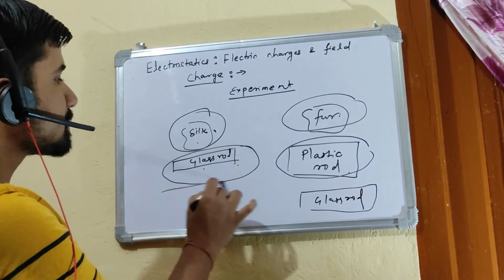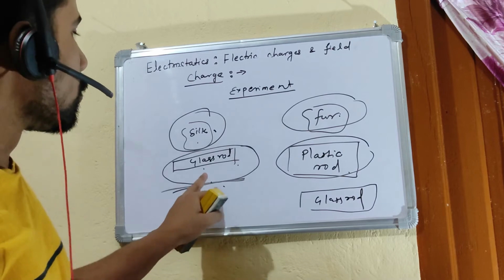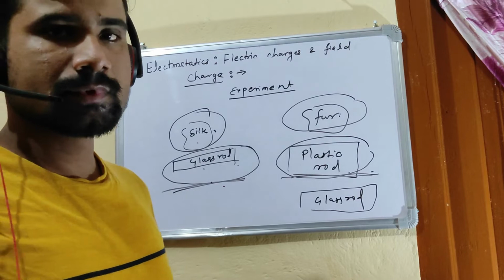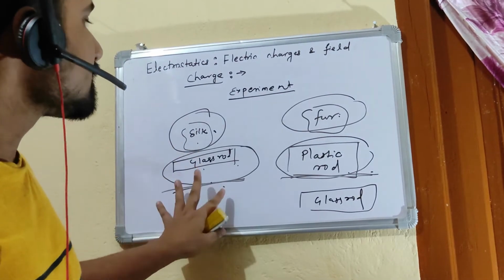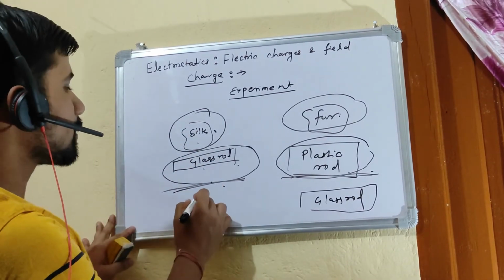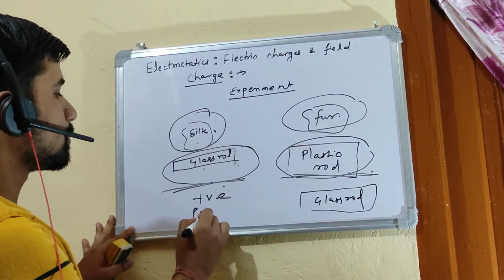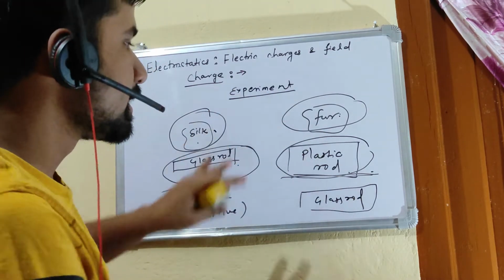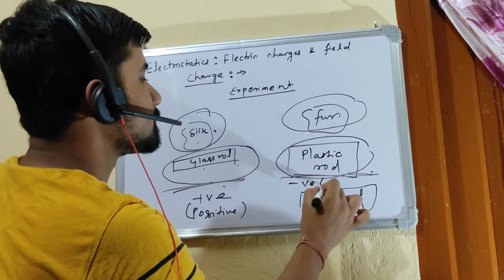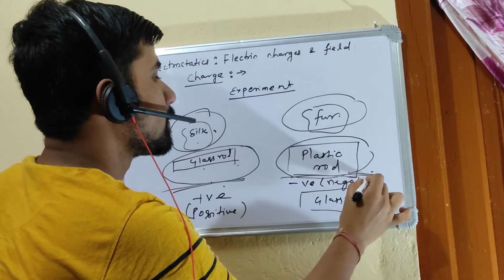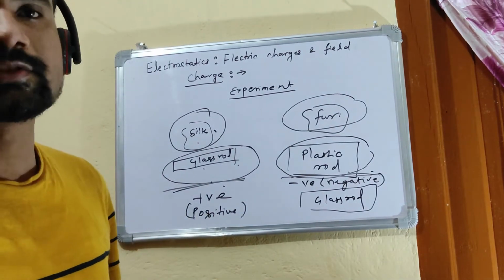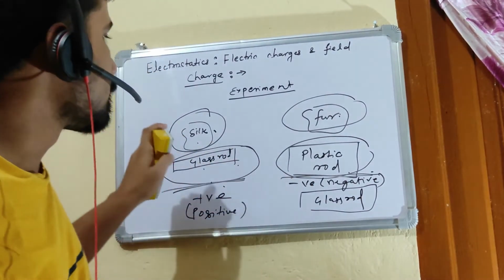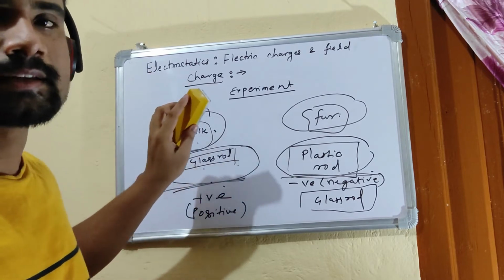So which basically means the charge which was developed on this glass rod was different from the charge which was developed on this plastic rod, right? And the charge developed by the glass rod is what we call positive charge. And the charge developed on the plastic rod is called negative charge. Okay, I think this is clear.